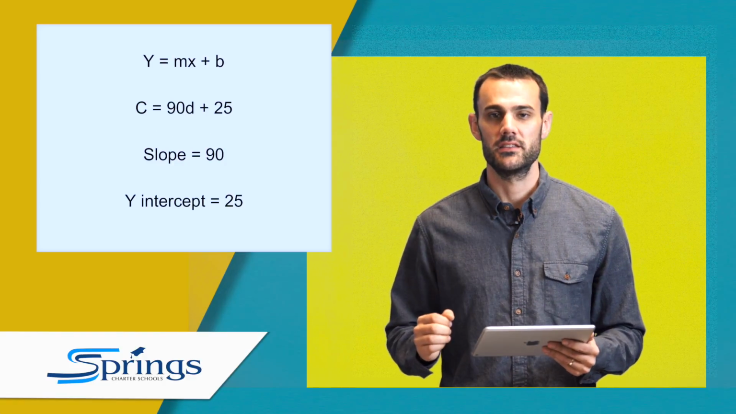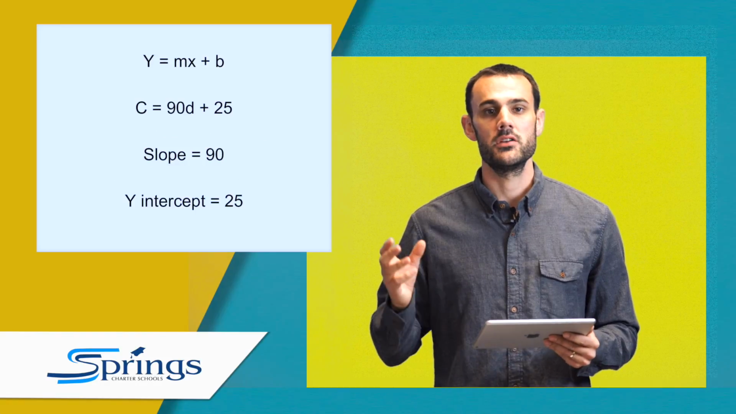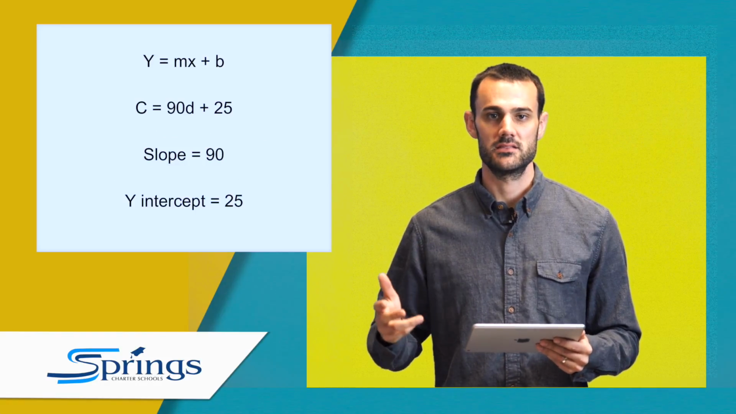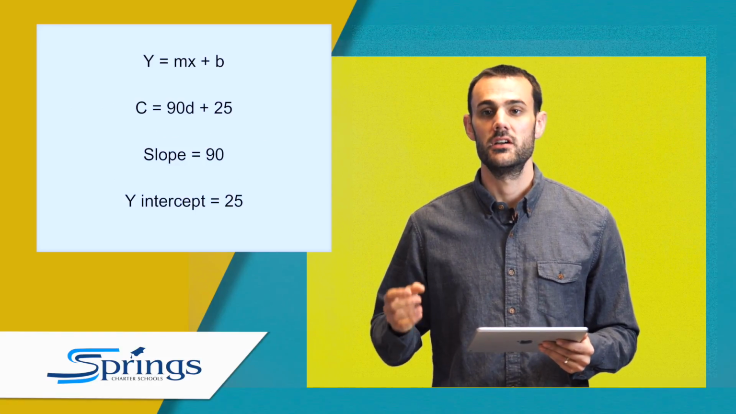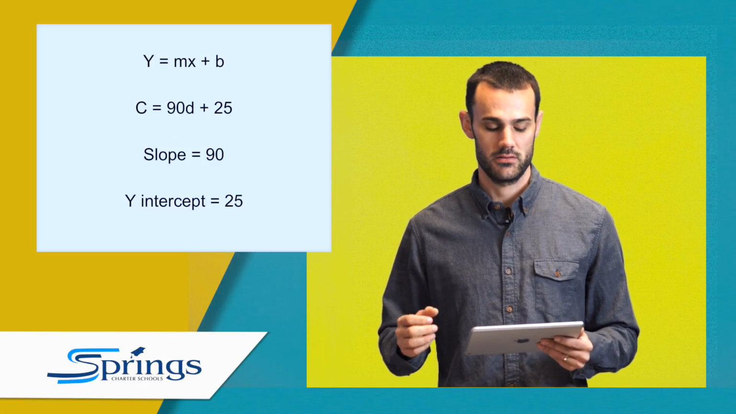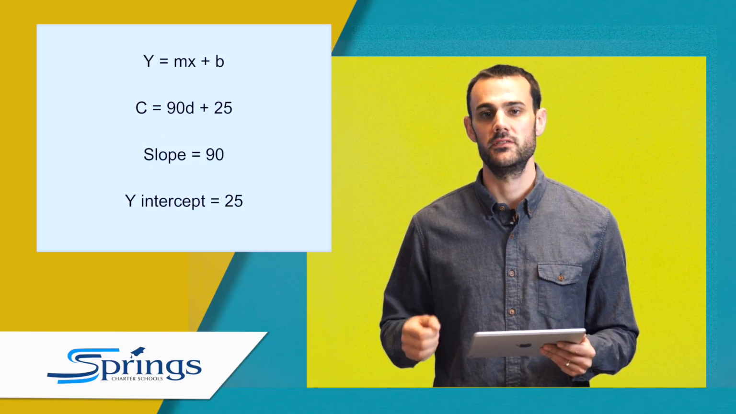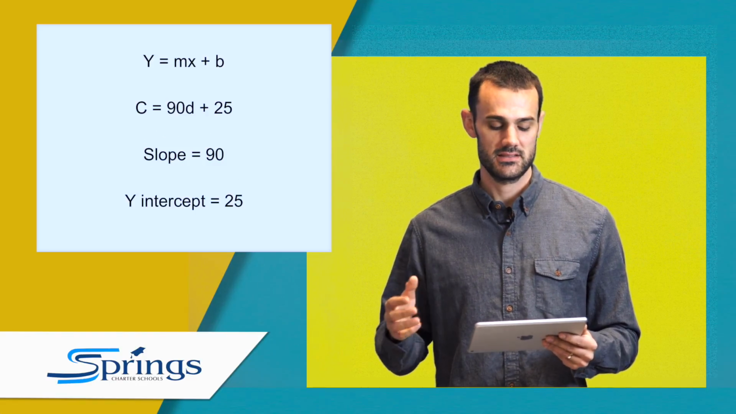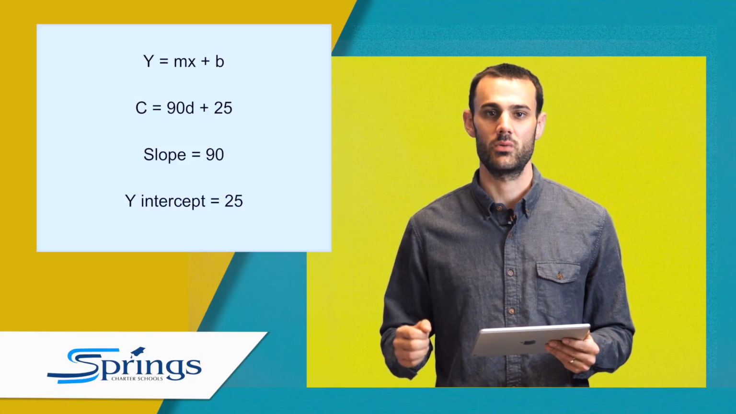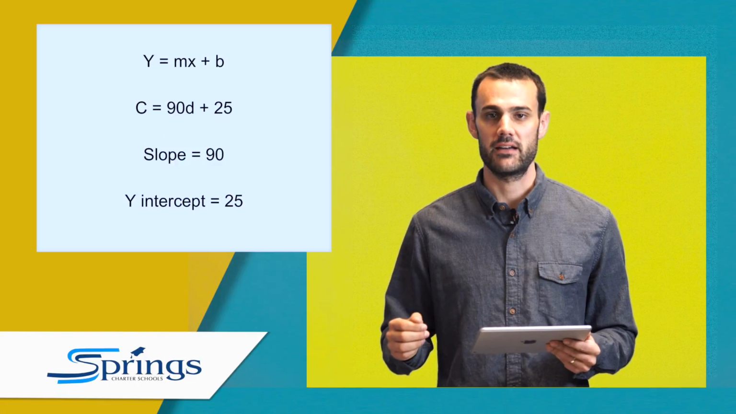So let's take a look at this formula, y equals mx plus b. We need to go ahead and insert what we're given about Danny and the car that he drives. So the cost is what we're looking for, the overall cost. So that's going to be our C value. Then we have the $90 per day plus the one-time fee of $25. So it looks like C equals 90D plus 25. Our slope is 90 and our y-intercept is that 25.